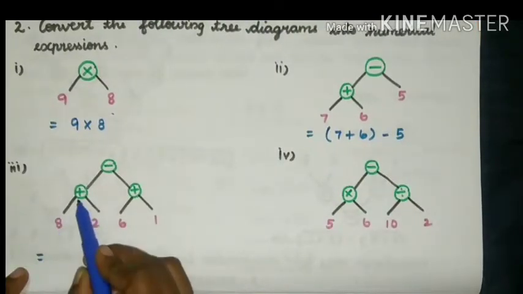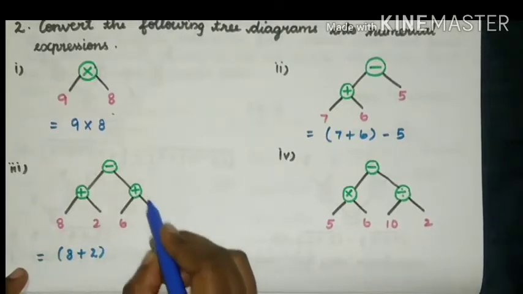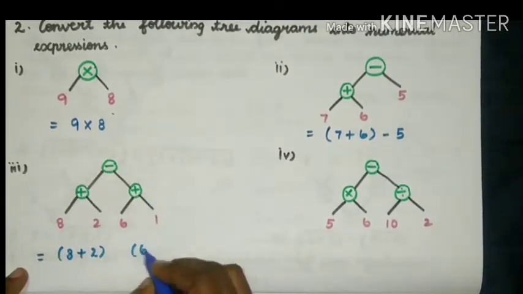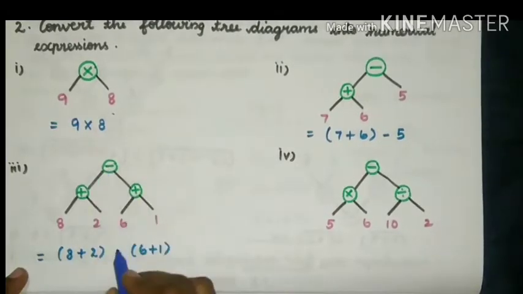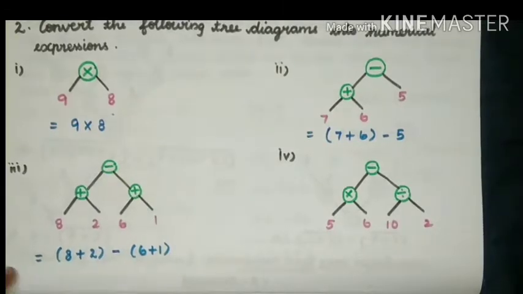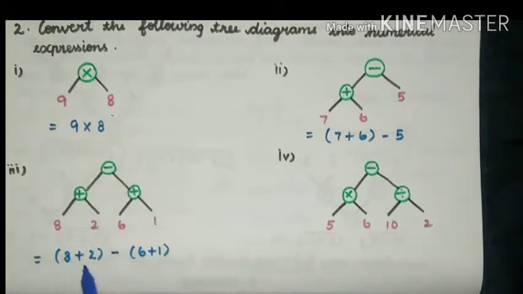Third sum. 8 and 2 are connected with the operation plus. So first you have to write 8 plus 2. And then 6 and 1 are connected with the operation addition, 6 plus 1. These two numbers are connected with the operation subtraction. So you have to write the subtraction symbol in the middle. See, 8 and 2 are connected with the operation addition, so you have to write 8 plus 2 here. And then 6 and 1 are connected with the operation addition, 6 plus 1. These two numbers are connected with the operation minus. So, you have to write minus in the middle.